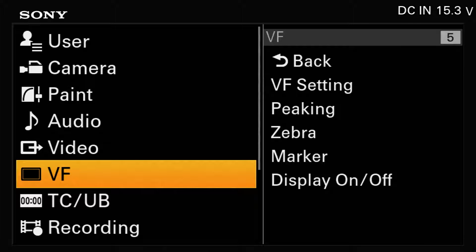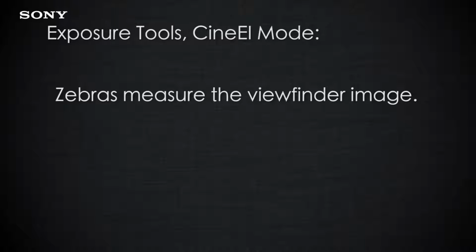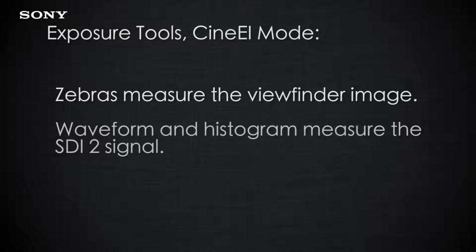Now something that's important to understand right from the beginning is that there are some differences in the way these behave depending on which mode the camera is in. If the camera is in custom mode, then the zebra, waveform and histogram always measure what you're actually recording. Very simple. When you're in the Cine EI mode, the zebras measure what's displayed in the viewfinder. The waveform and histogram measure the SDI2 signal.